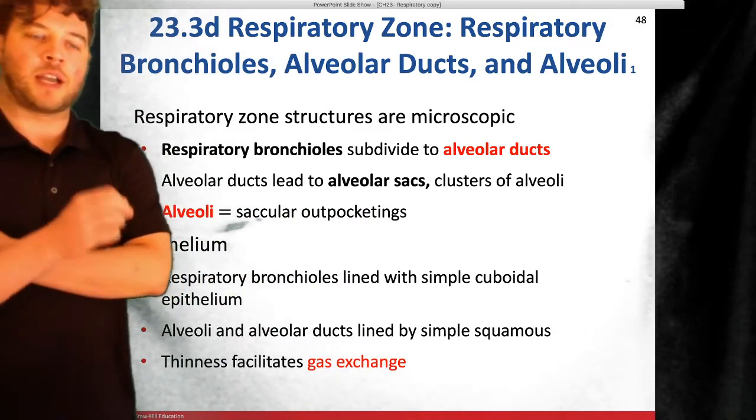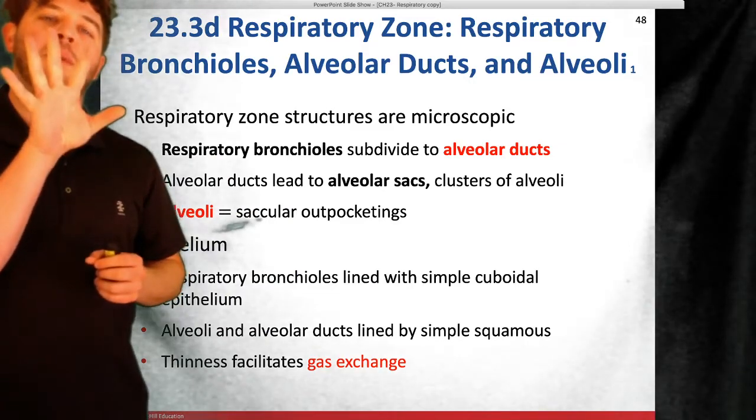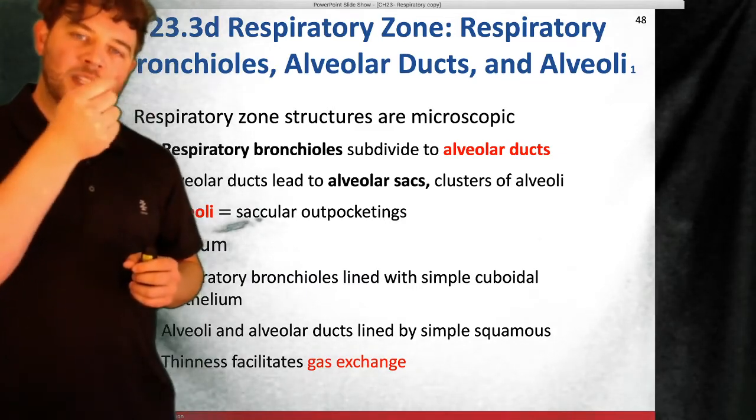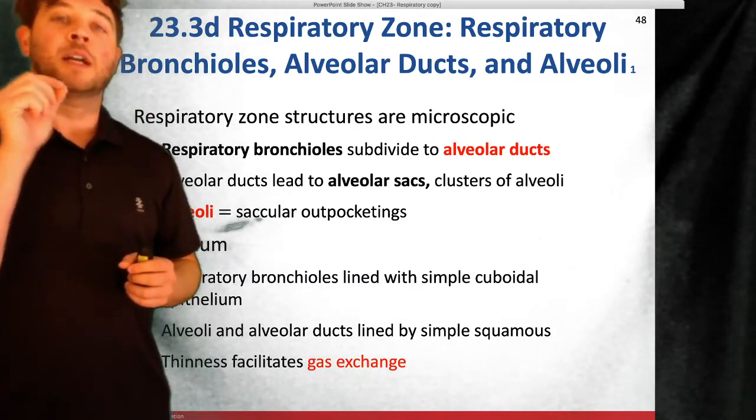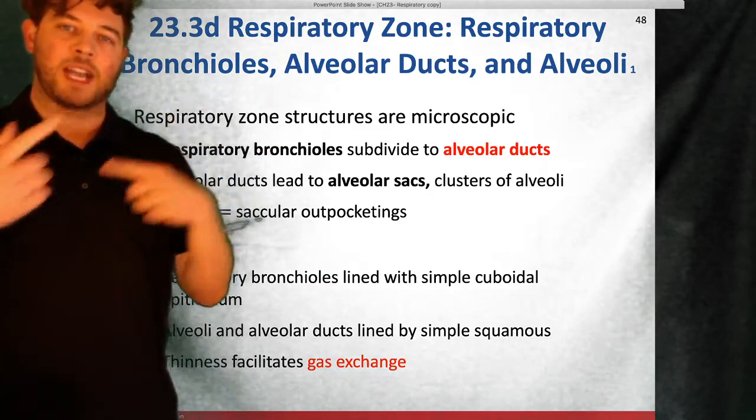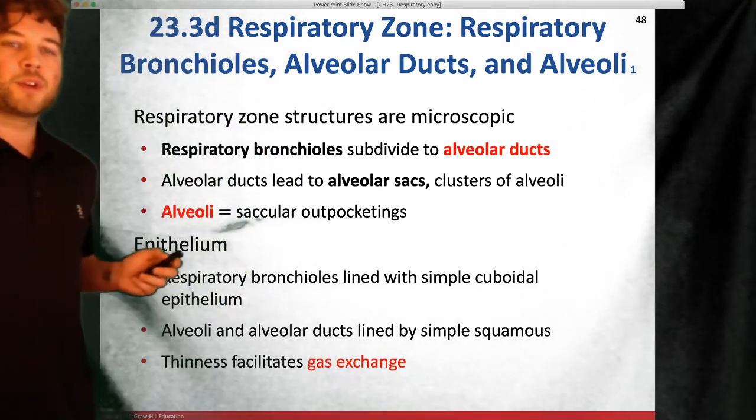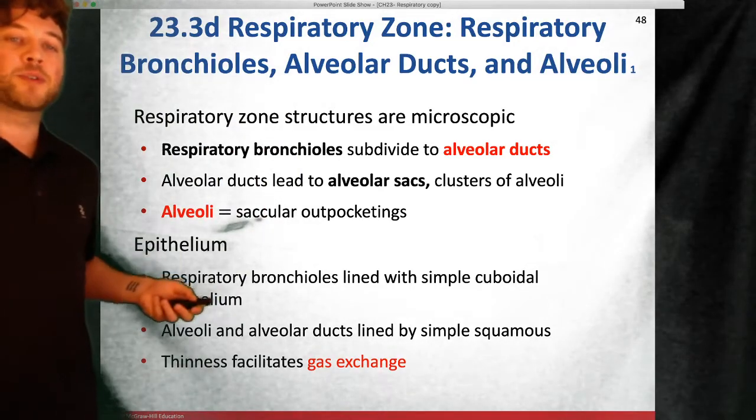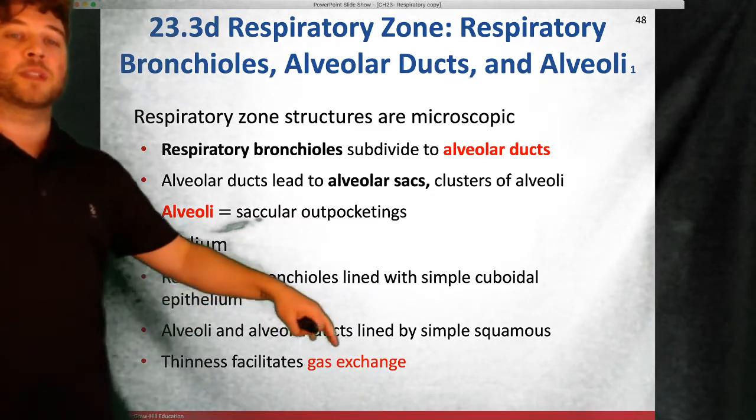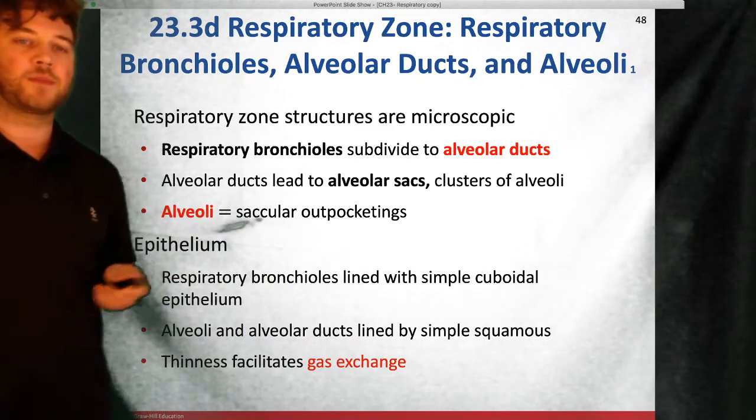Alveoli are just, I always teach it, think of it like if you take a piece of gum and you chew it up and you blow a bubble, you get this little air-filled sac, and it's really, really thin. You can see through it, but there's air in there. That's an alveolus. It is just an air-filled sac that is really thin to allow for gas exchange. So the epithelium of the respiratory system: the bronchioles are lined with simple cuboidal, and the alveoli and alveolar ducts with simple squamous. That thinness is going to facilitate this gas exchange.